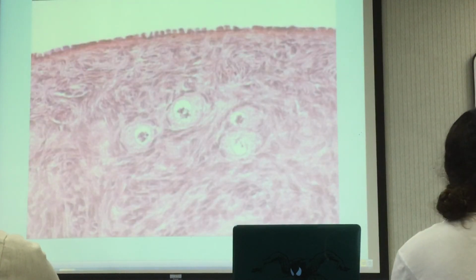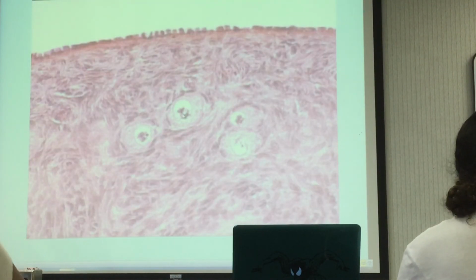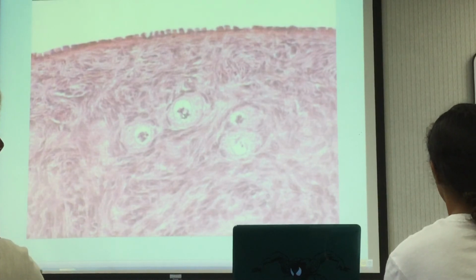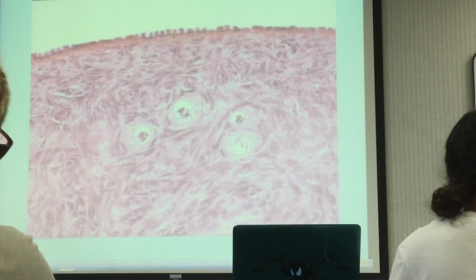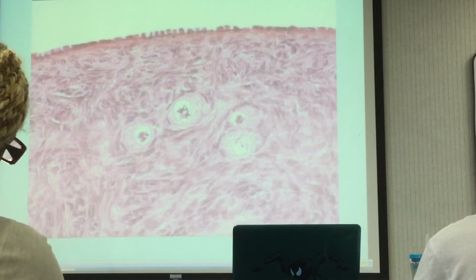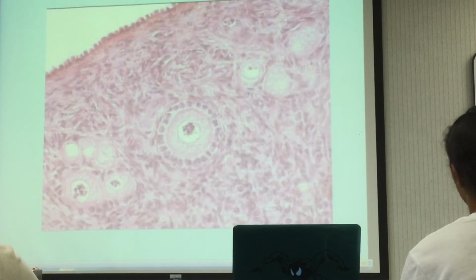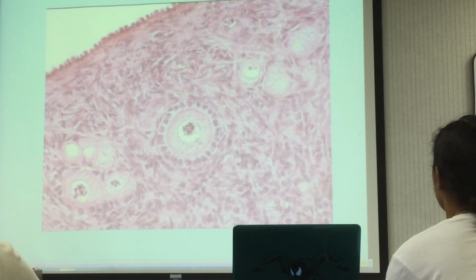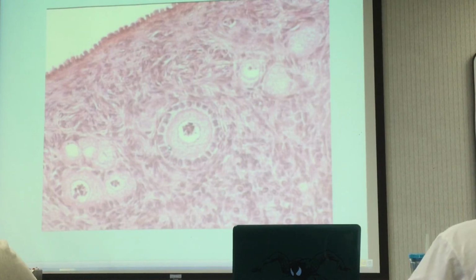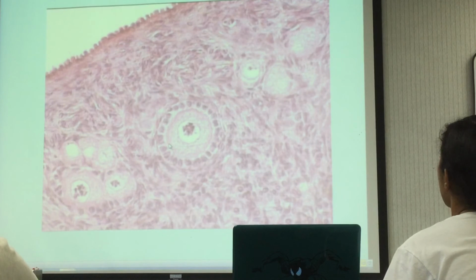Okay, but this is ovary. If I put the arrow here, what is that? Oh, sorry. What kind of follicle is this? Primordial. This is a primordial follicle. Okay, what is this one? What kind of follicle is it? Primary. Is it unilaminar or multilaminar?